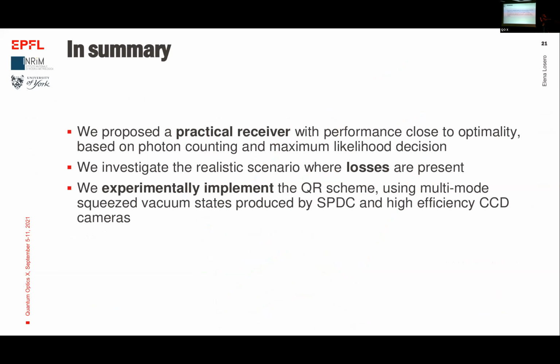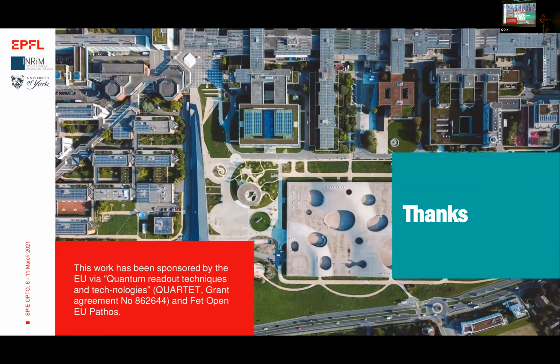So in summary, what we did was to propose a practical receiver with performance close to optimality based on photon counting and maximum likelihood decision. Then we investigated the realistic scenario where losses are present. And finally, we experimentally implemented the quantum reading scheme using multi-mode squeezed vacuum states produced by SPDC and a high efficiency CCD camera, demonstrating a significant quantum advantage. And yeah, I think that's all, and I thank you all for your attention.